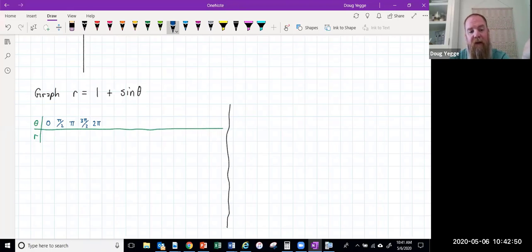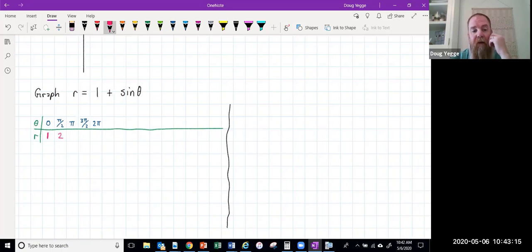But notice that it's going to give me the same r value as 0 because those are coterminal to each other. So if I plug in, sine of 0 is 0, plus 1 gives me a value of 1. So that means when I turn to the angle of 0, walk out 1 unit. Now, if I were to turn to the angle of pi over 2, sine of pi over 2 is 1. 1 plus 1 is 2. That means turn to pi over 2 and walk out 2 units.